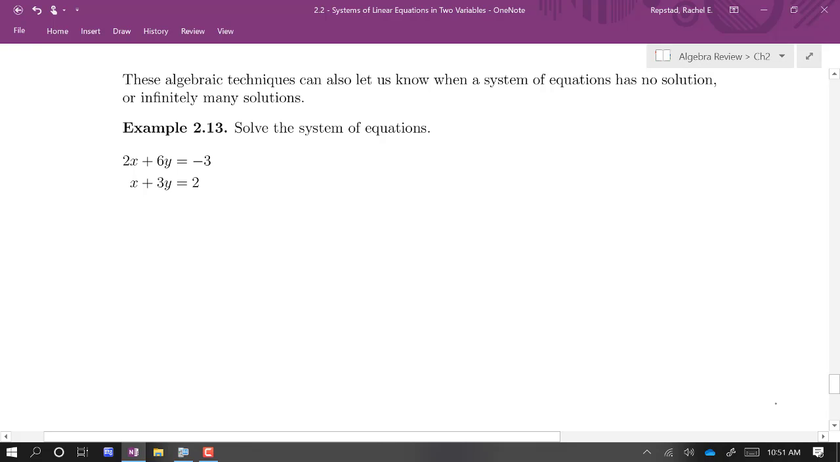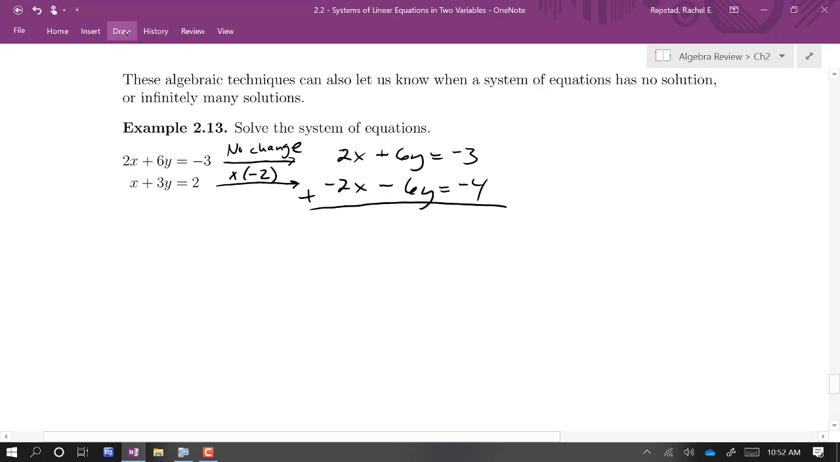So let's say we're going through and solving this system, and we pick a technique to use. Let's say I'm a fan of elimination by addition, so I'm just going to use elimination by addition to solve this system. And I'm going to make no change up top, because I'm going to eliminate the x's. I'm going to multiply the bottom by -2. And this gives us, so the top equation is the same, 2x plus 6y equals -3. And now on the bottom, when I multiply through by -2, I get -2x minus 6y equals -4.